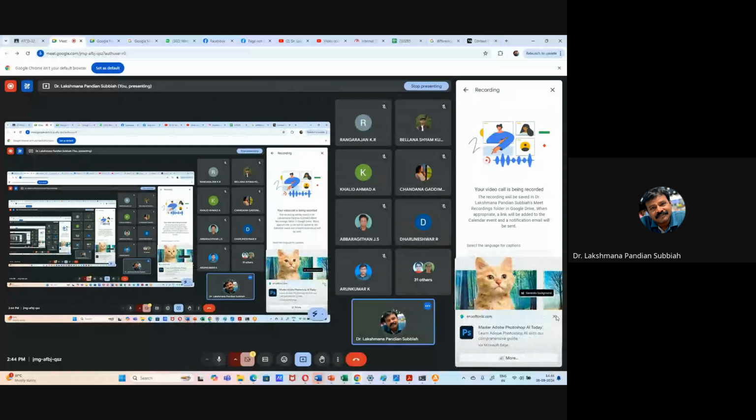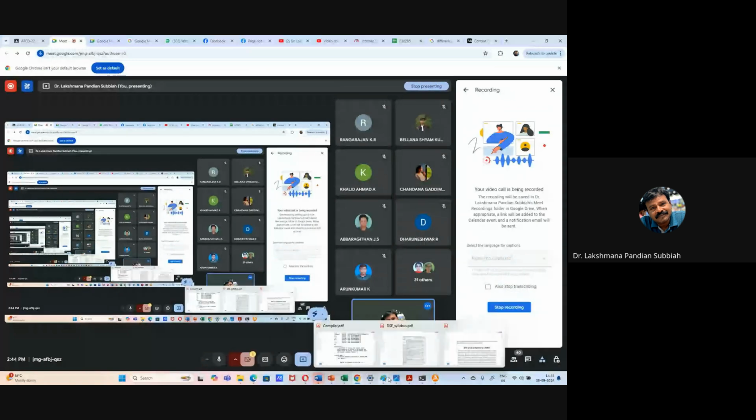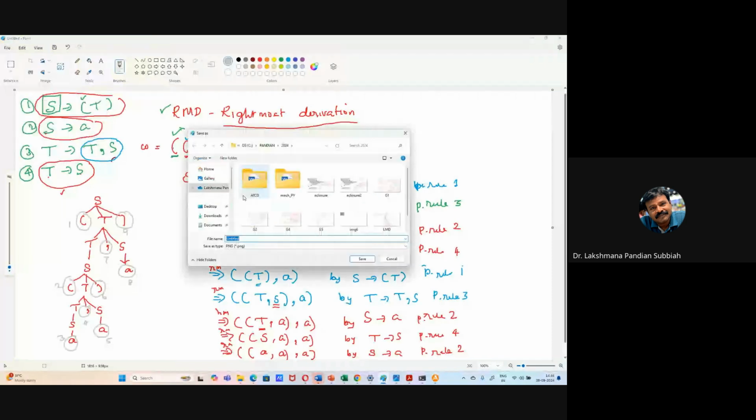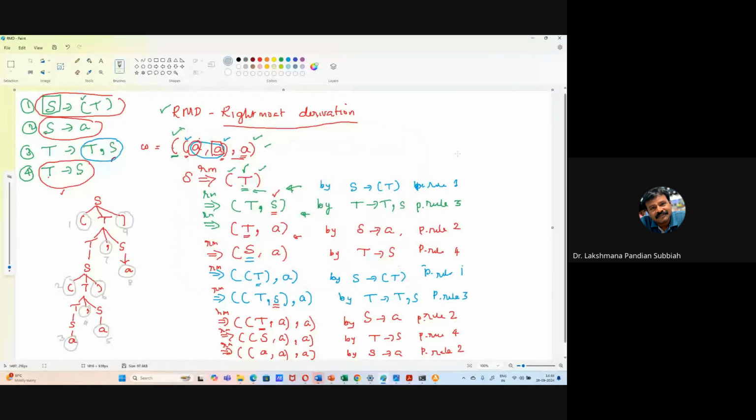Okay, we'll start now. So rightmost derivation. Now we are doing that in the rightmost derivation. We are going to have it in the reverse, right? So we are going to do the parsing. So we are given the string, then we are generating the tree by parsing, right?